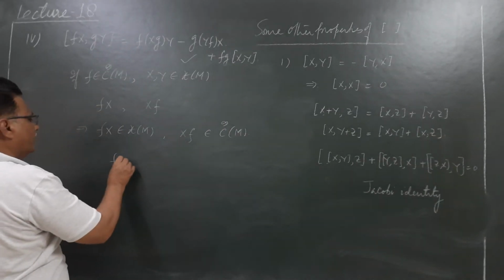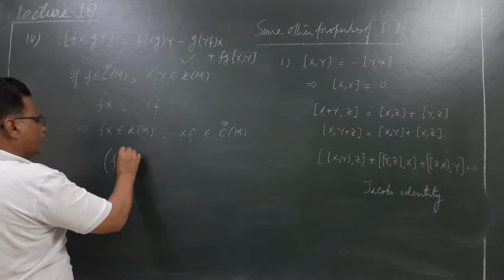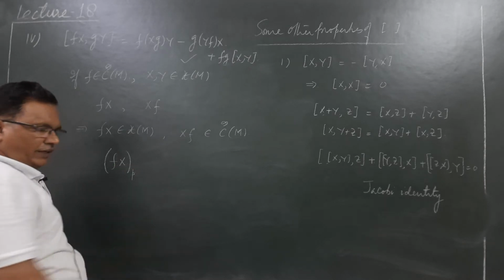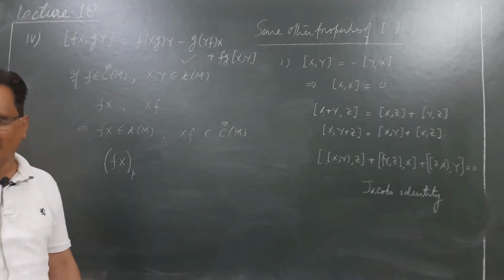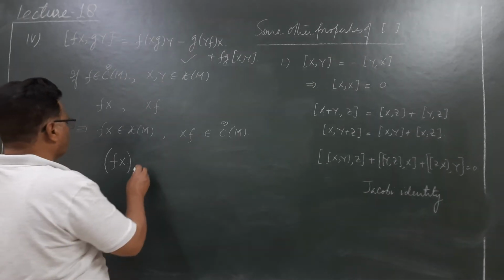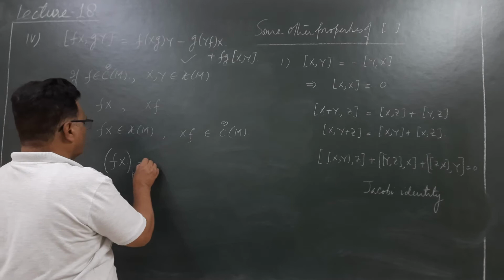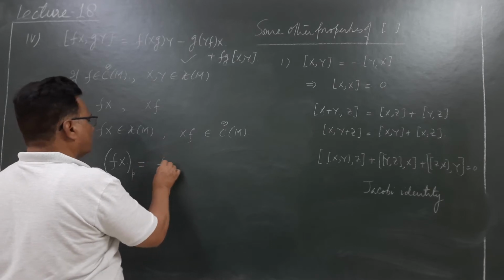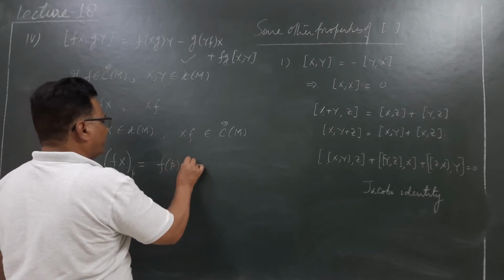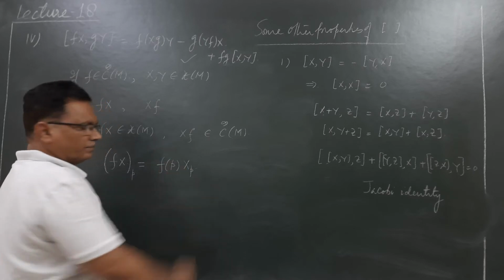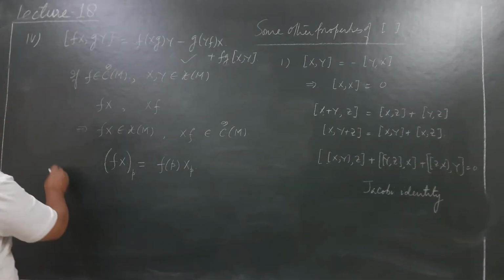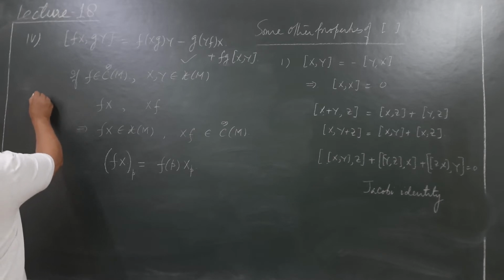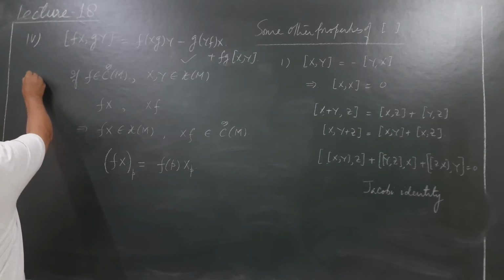So now if I ask you what will be fX at a point p, you are saying it's a vector field. So at a point p it must be some tangent vector. So what will be that? So this will in fact be equal to f(p) into X_p. ठीक है, so this you can regard as a note. ठीक है, this is a remark rather.